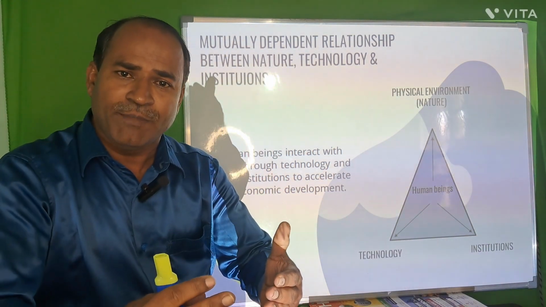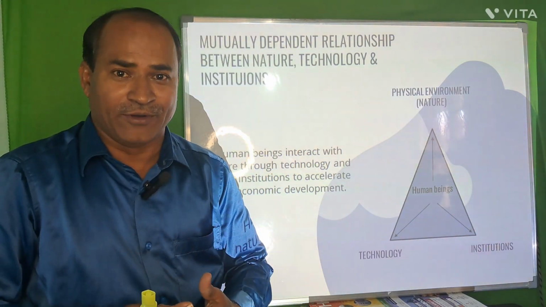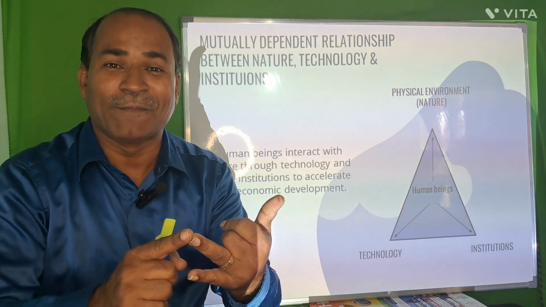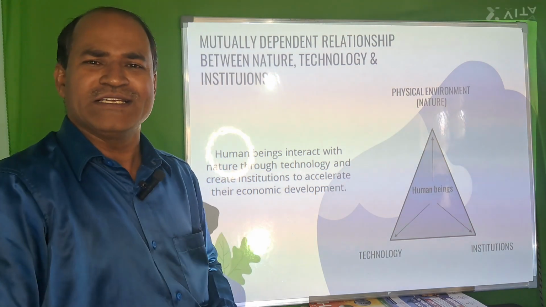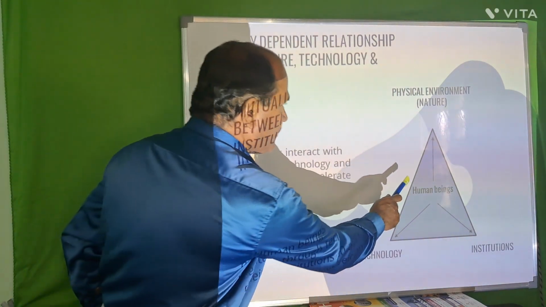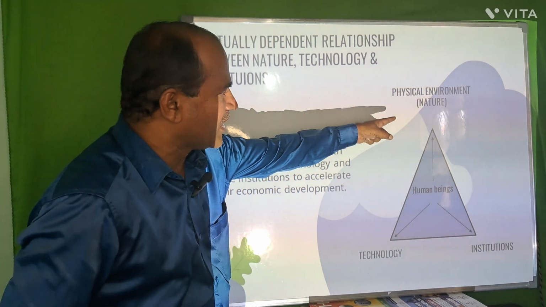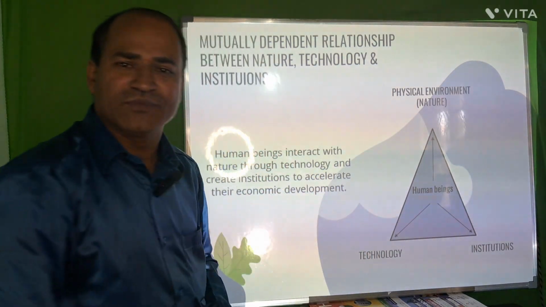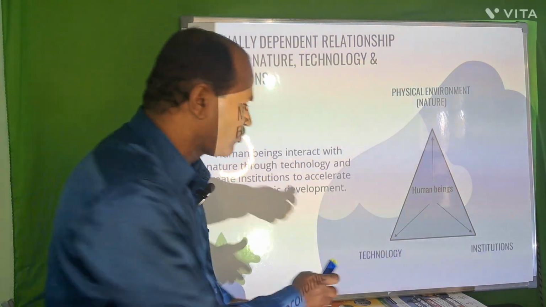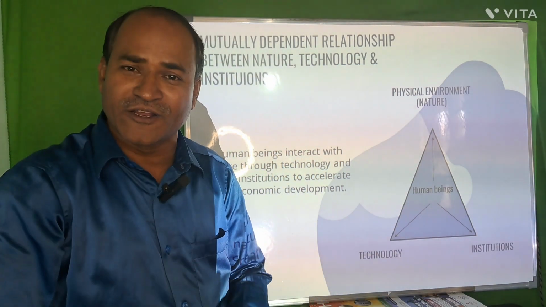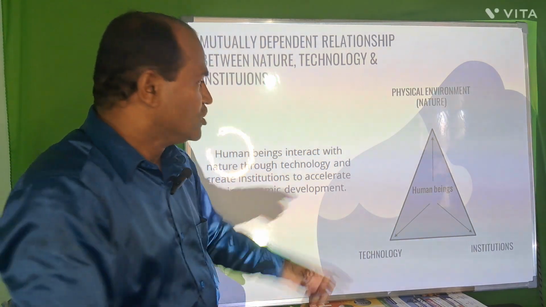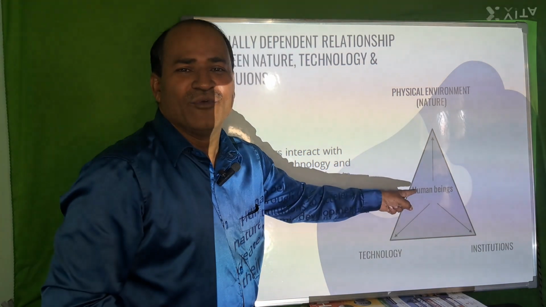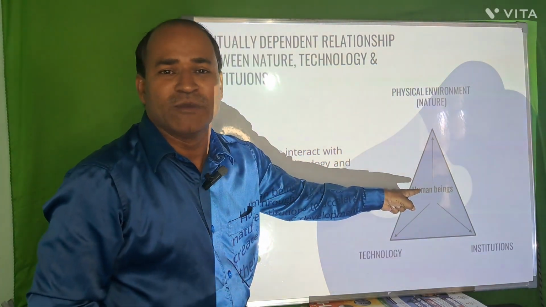Next, resources can be utilized effectively with the help of technology and institutions. We may understand easily with the help of this diagram. Here is a picture related to nature, that is the physical environment, and also technology, the tools and techniques or methodology we are using, and the institutions, or organizations, or government policies. So without nature, without technology, without institutions, we human beings cannot succeed.